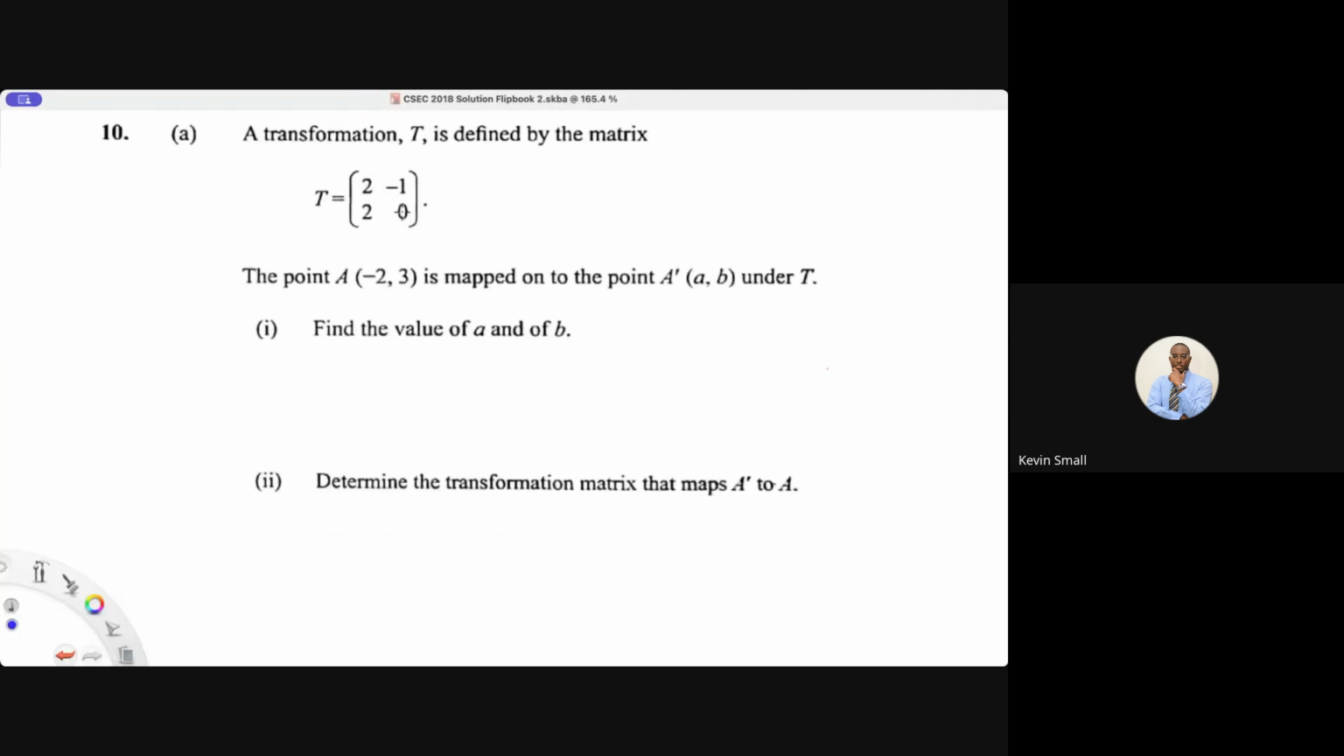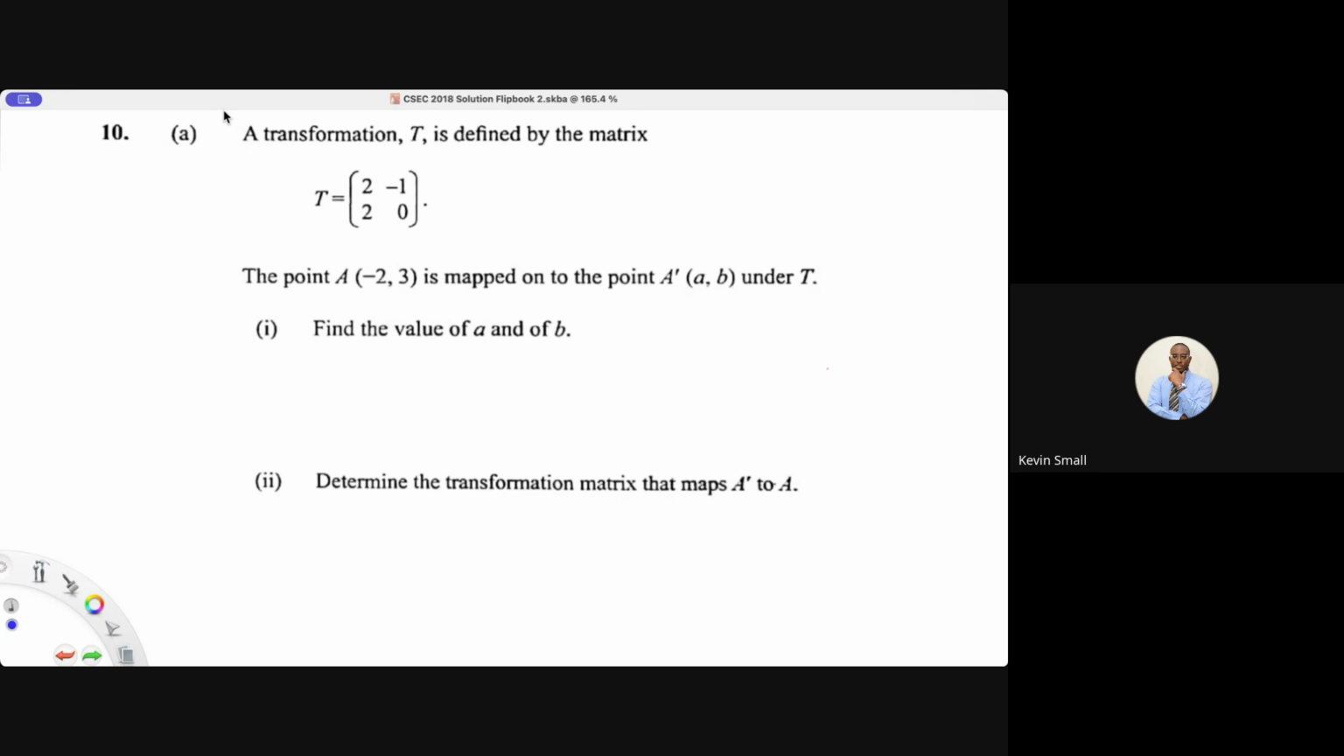So 2, negative 1, 2, 0. Now, this point here is going to this point under this transformation T, which is given by this matrix here. Now, let us find the values of A and B. So, in other words, they're asking us to multiply the matrix with that point. That's all they're asking us to do.